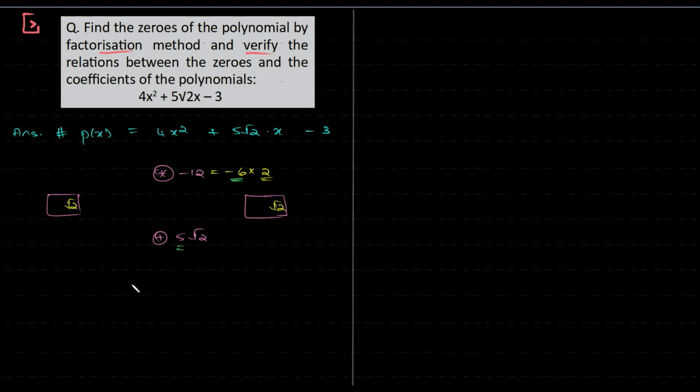So how do you factorize minus 6 so that we get 5? Simple. 6 minus 1. Right, 6 minus 1 is 5. 6 into minus 1 is minus 6. Done. And we have p of x is equal to 4x square plus 6 root 2 x minus 1 root 2 x minus 3.